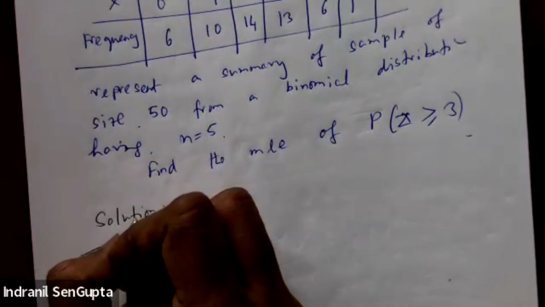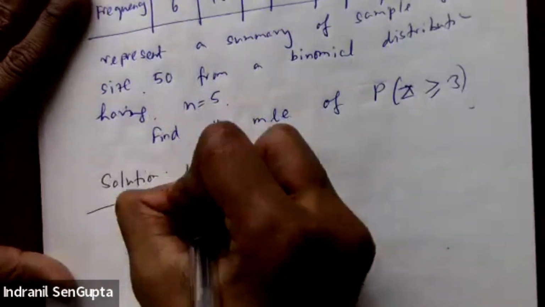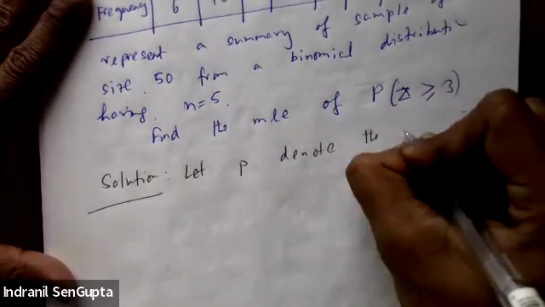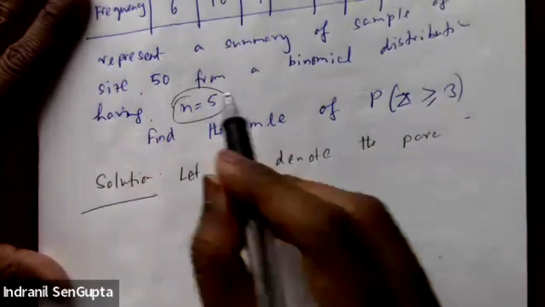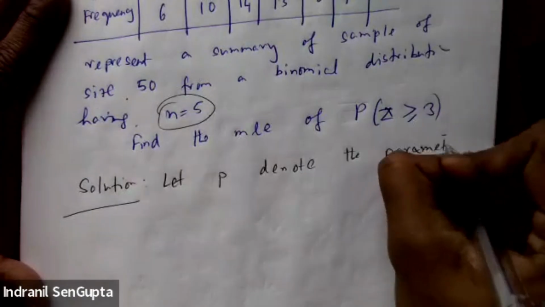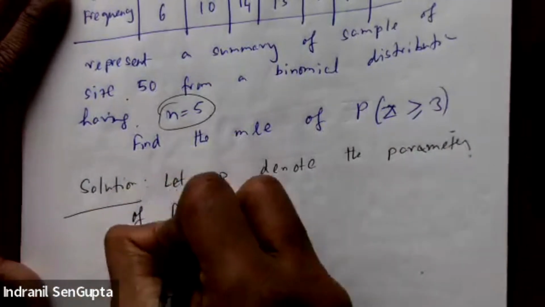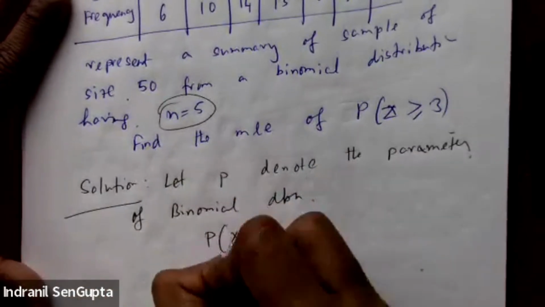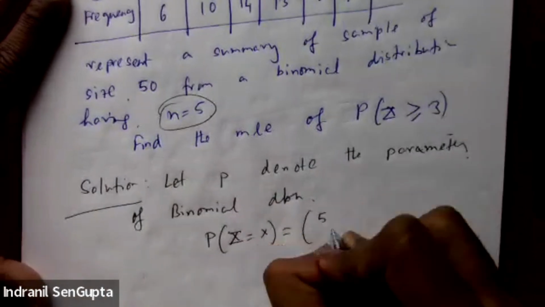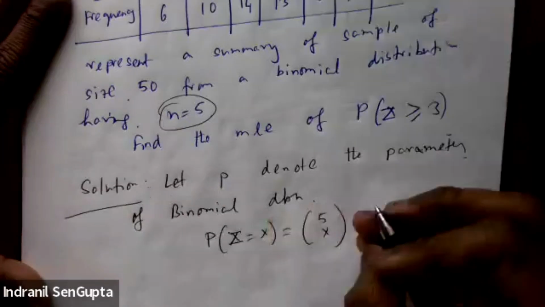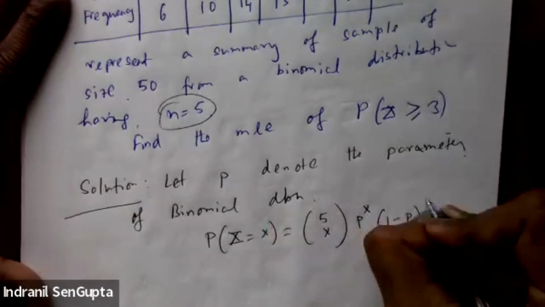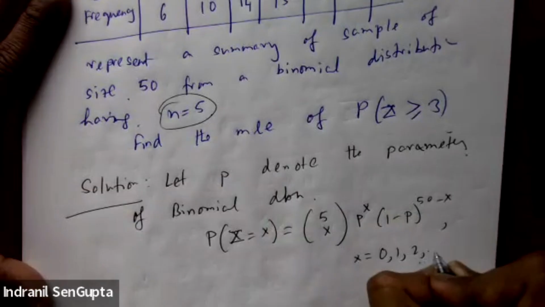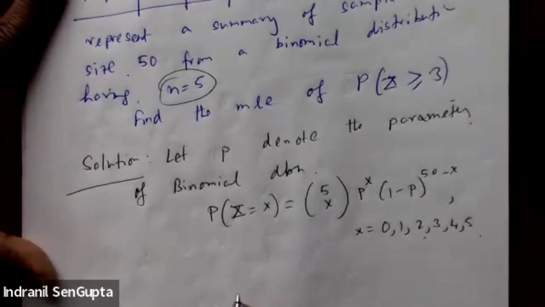All right, so let p denote the parameter of the binomial distribution, where n equals 5 is known, meaning that the probability of x equals x is 5 choose x, p to the x, 1 minus p to the 5 minus x, for x equals 0, 1, 2, 3, 4, and 5, right?